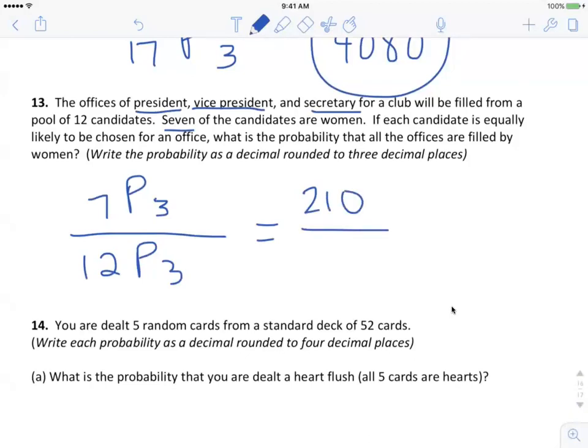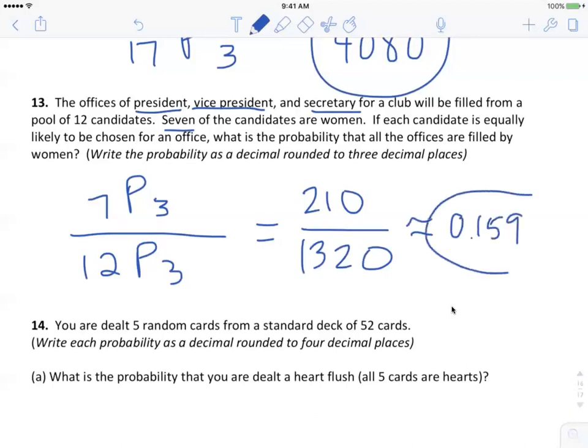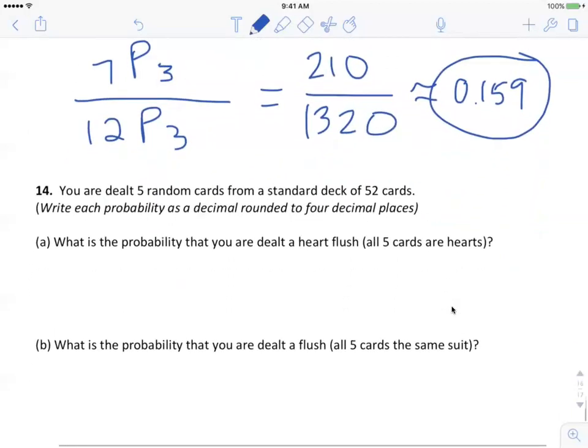And 12P3 is 1320. And this one is rounded to 3 decimal places. So let's take it one step further. 210 divided by 1320 is about 0.159. Okay, so about a 16% chance of having all women serving on the committee.